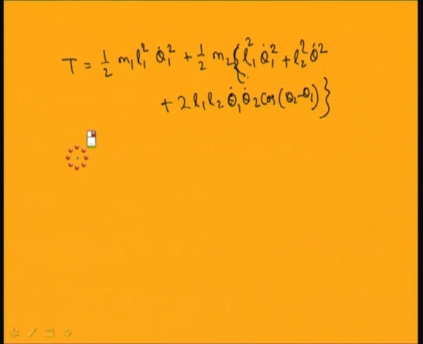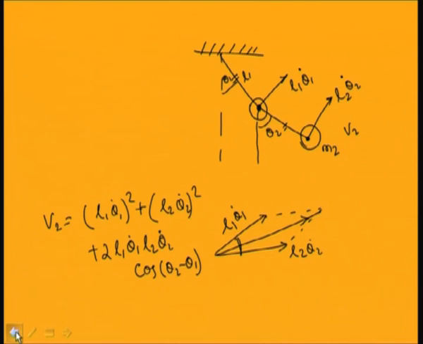Similarly, you can have the expression for the potential energy of the system. So the potential energy of the system can be written as, first, the potential energy due to change in position of the first mass. The first mass initially has a length of L.